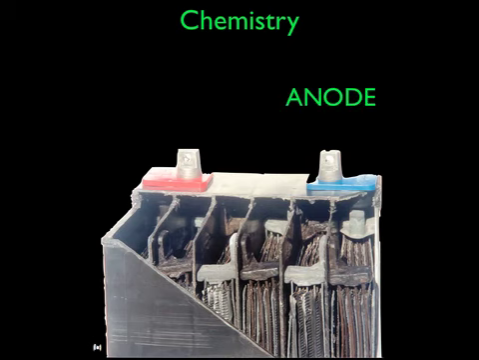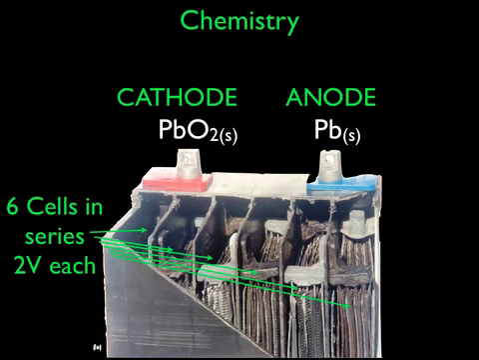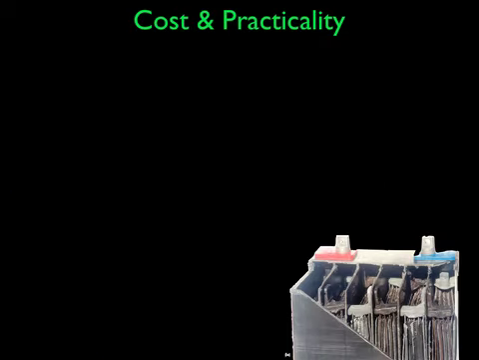So when we look at an image like this from your textbook, it's easy to see that the anode is the negative electrode, which is lead solid. The cathode is the positive electrode, which is lead oxide solid. There are 6 cells in series, each contributing 2 volts each. 6 lots of 2 means that 12 volts total can be produced by this battery. Remember that a battery, by definition, is a collection of cells. So each individual 2-volt setup of anode and cathode is called a cell, but the overall collection of 6 of them is called a battery.